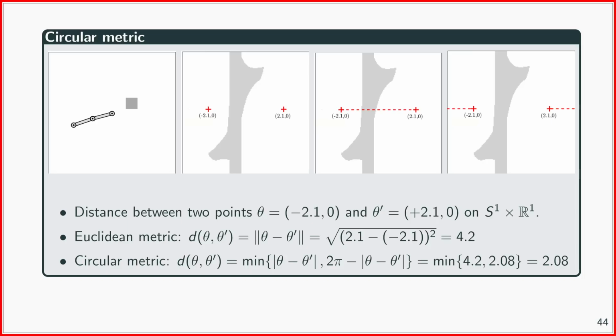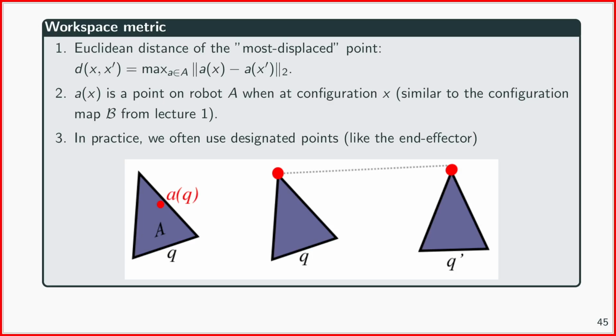Okay, so this is just a small example of a circular metric and how it actually makes more sense on non-Euclidean spaces to think a bit more about what kind of metric you put on them. There are also other metrics which you can impose on a robot. One very important one is this workspace metric, which is basically the Euclidean distance of the most displaced point of your robot. This is what you can see here in this picture.